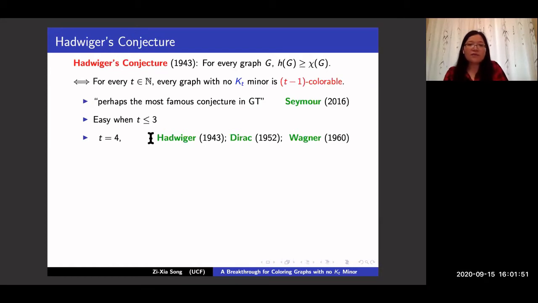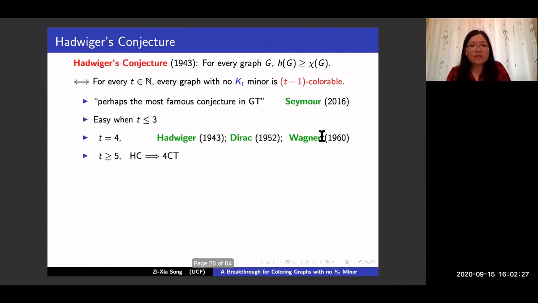Now for t equals 4, Hadwiger himself gave a proof, and Dirac later gave a proof. According to the survey given by Toft, Dirac did not know the proof given by Hadwiger here. And Wagner later on also had a proof for the t equals 4 case. All proofs are different. And for Wagner's proof, you can find it in Diestel's book for edge-maximal K4-minor-free graphs. So he has the complete characterization there.